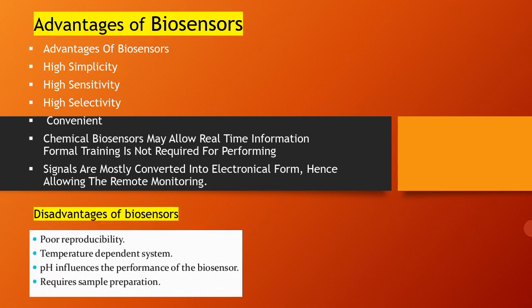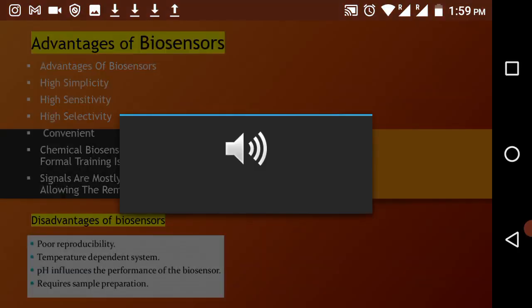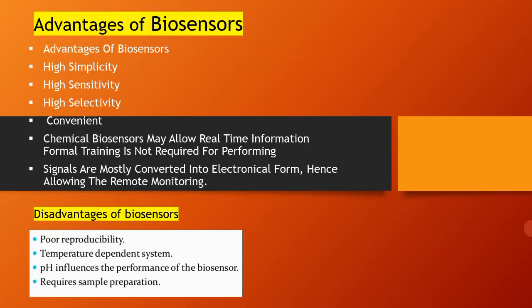Now along with the advantages, there are some disadvantages also. So what are they? Poor reproducibility, a temperature dependent system, and pH influences in some types of biosensors. Temperature is important, pH is important, and it requires sample preparation for the biosensors. Although the advantages are higher in number than the disadvantages.